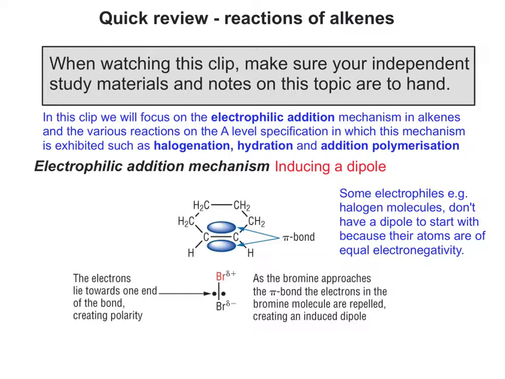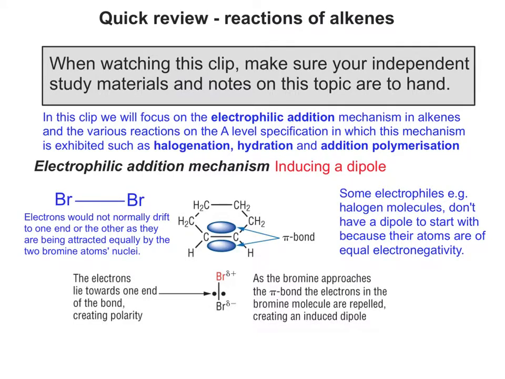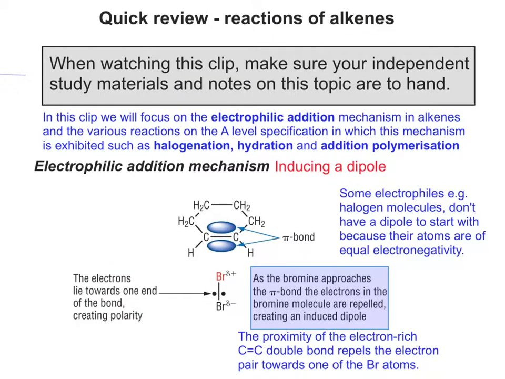Normally the electrons in the bond would not drift to one end or the other because they're being attracted equally by the two bromine atoms' nuclei. The proximity of the electron-rich carbon-carbon double bond in alkenes tends to repel the electron pair towards one of the bromine atoms, or chlorine or iodine, depending on the halogen that we're looking at. This causes an induced dipole, so now the bromine molecule can behave as an electrophile.